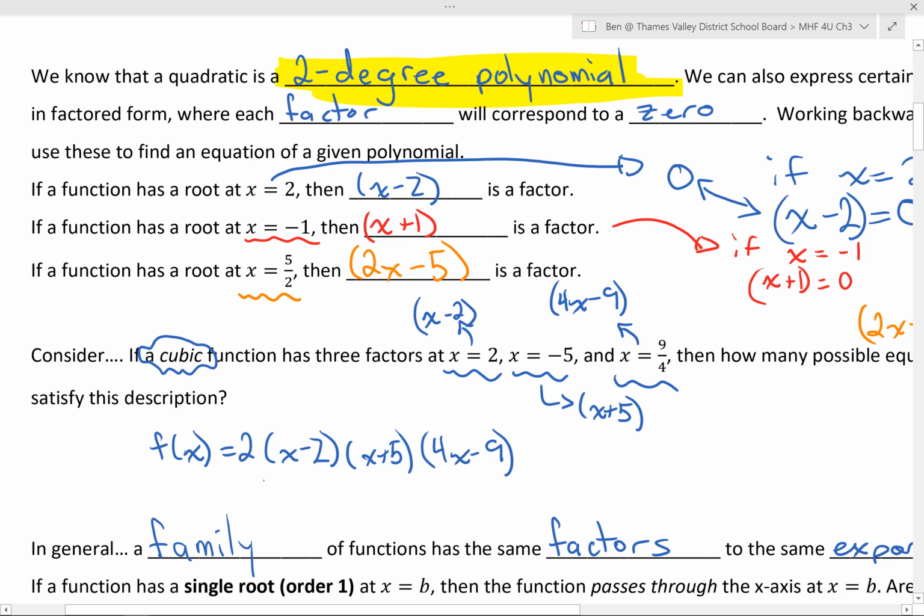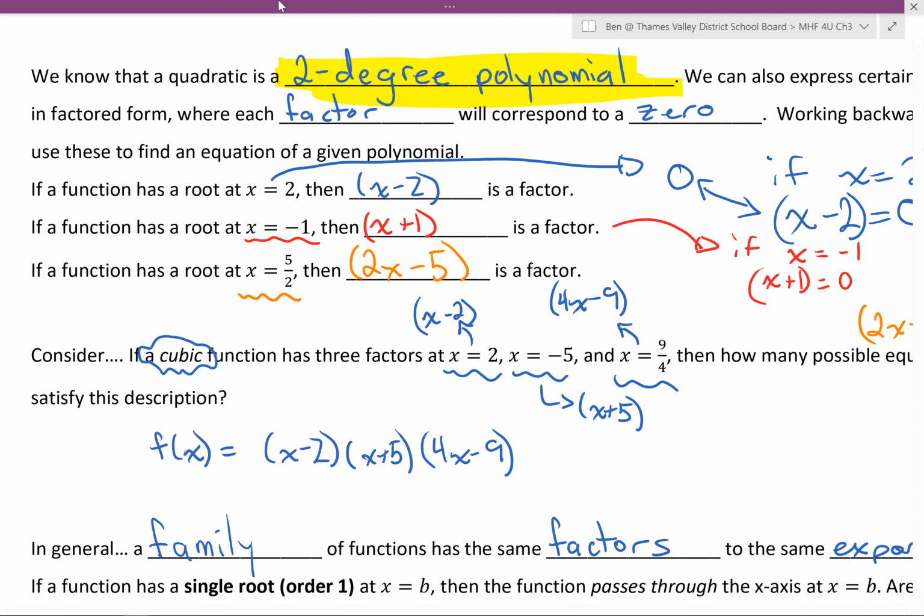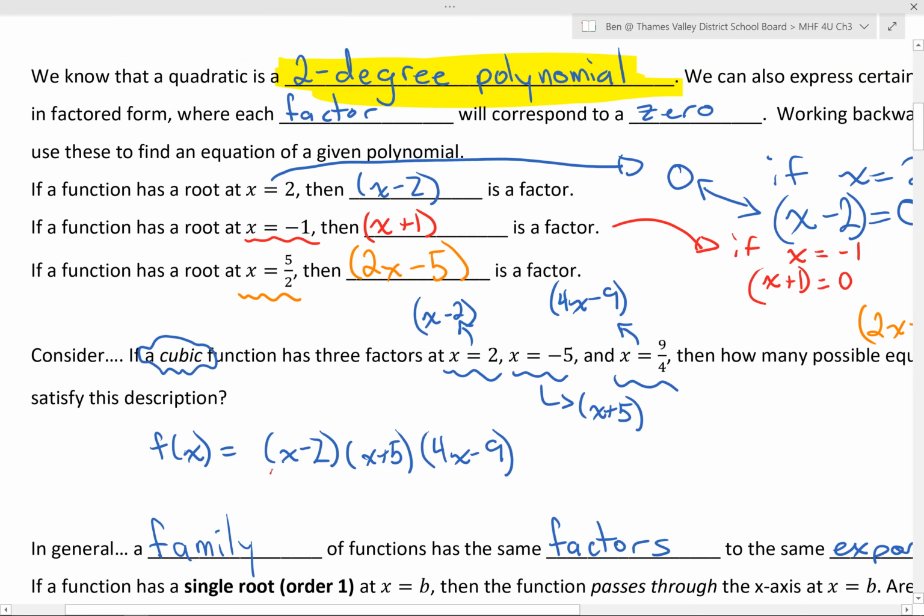We could have the number 2 in front, or we could have a -3 in front. We could put whichever kind of stretch factor we wanted to here, and it would share these same factors, right? So we're just going to give it an A. Okay, so we can have an infinite number of different functions here that share these same roots that are cubic functions. Really, this should say it has 3 roots at x equals 2, x equals -5, and x equals 9/4.